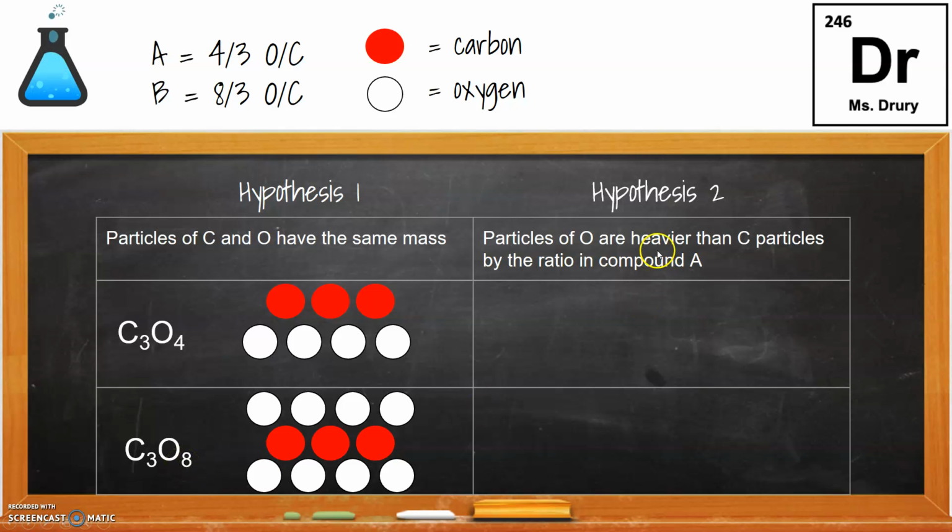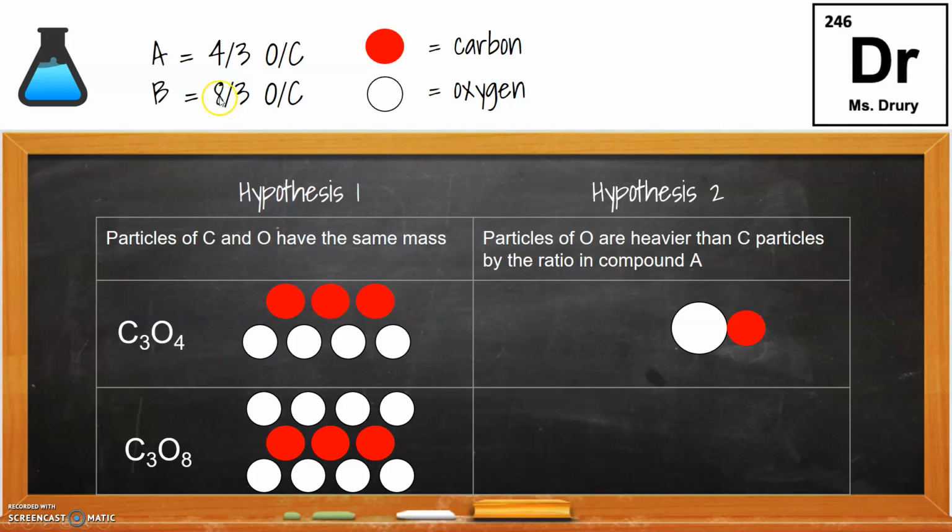In hypothesis 2, if the particles of O are just heavier than carbons, then that means 4/3 of O over C, we would just say maybe O weighs 4 and C weighs 3. So in that case, I would say that they just have oxygens that weigh a little bit more, so maybe their particles are just a little bit bigger. And carbon weighs a little bit less, so maybe its particles are just a little bit smaller.